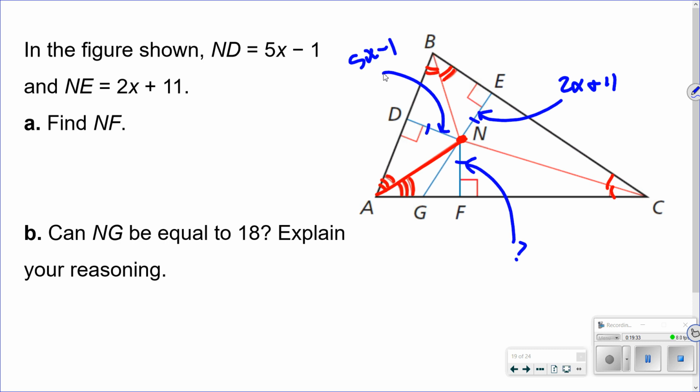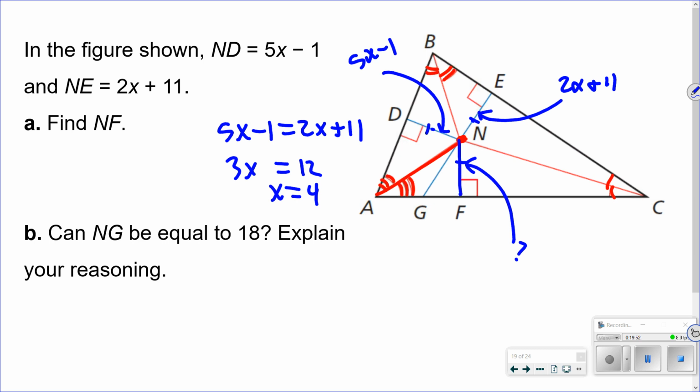So if I know these two are equal, there and there, I'm going to go 5x minus 1 equals 2x plus 11 and solve that. So I could minus the 2x over. I could add the 1 over. So x equals 4. It wants to know how long this side is right here.